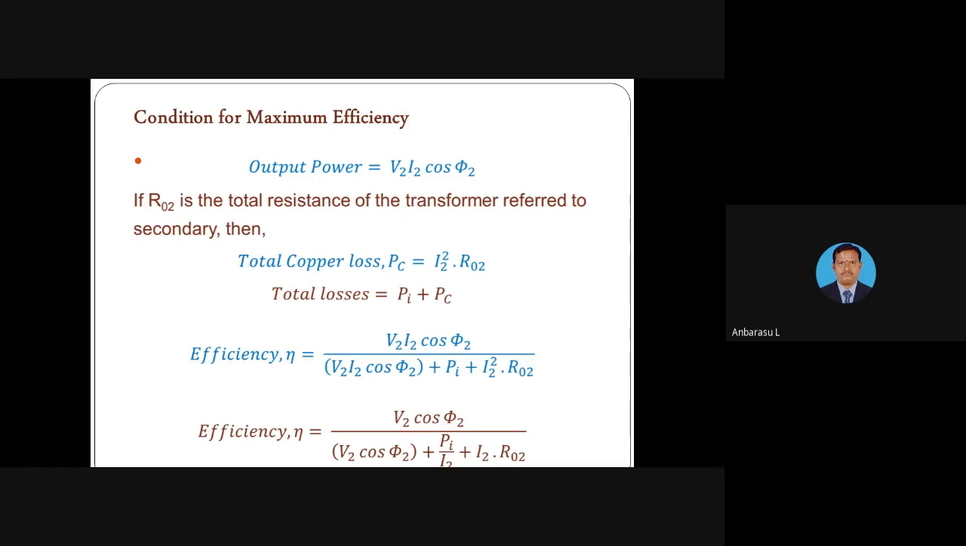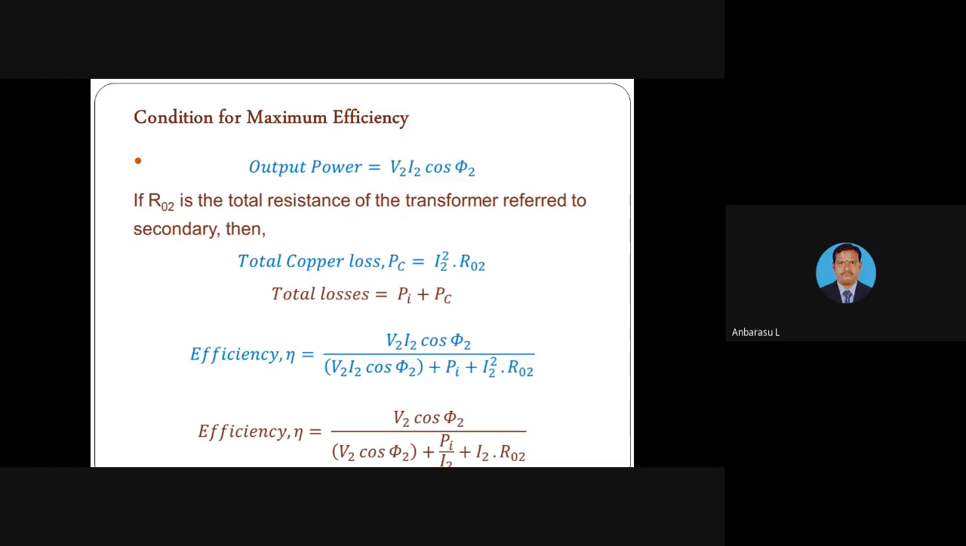Then we have to calculate the conditions for maximum efficiency. In a transformer, how do we determine the conditions for maximum efficiency? We consider the secondary parameters only. Output power of the transformer equals V2 I2 cos phi 2. V2 means secondary voltage or load voltage. I2 equals load current or secondary winding current. Cos phi 2 is the load power factor. R02 is the total resistance of the transformer referred to the secondary side.